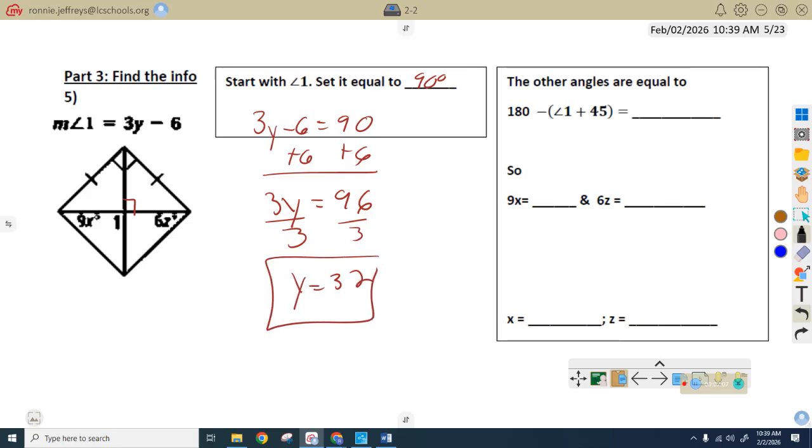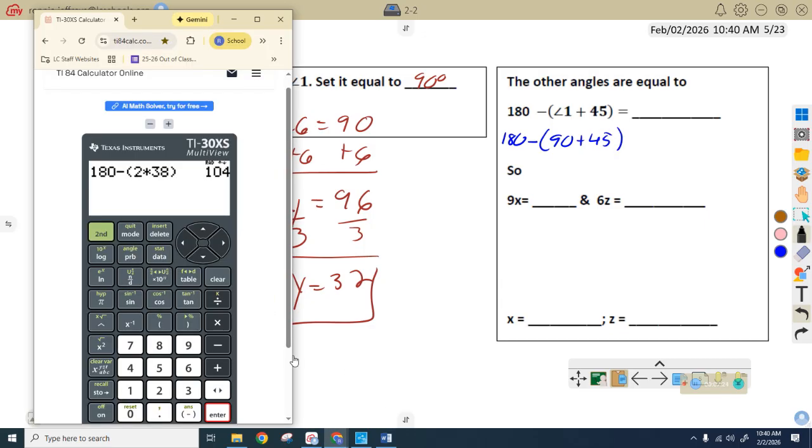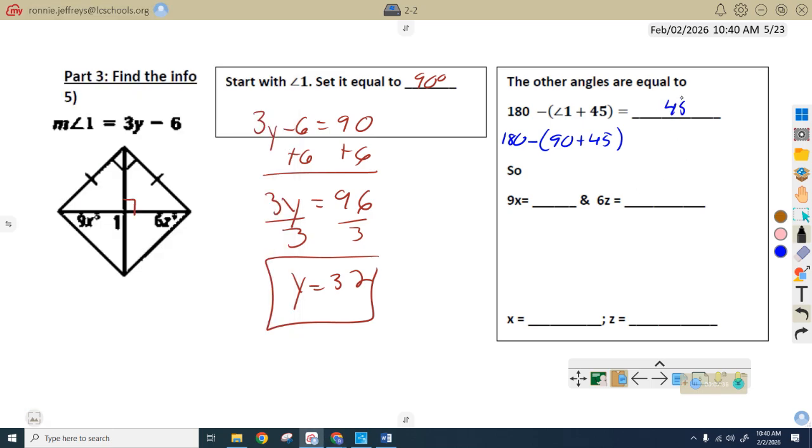Now, unfortunately, I forgot to put a spot for what y is right here, but, you know, that's all right. So 180 minus, all right, angle 1, that's 90 degrees, plus 45. Well, 180 minus 90 plus 45. All right. Well, that is 45. So that's what these will be equal to.